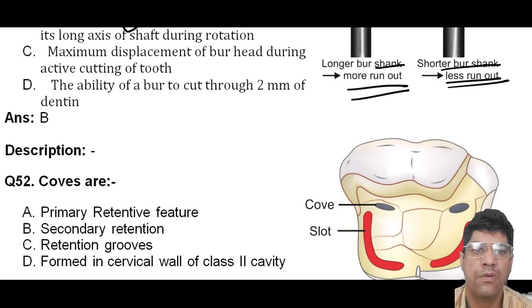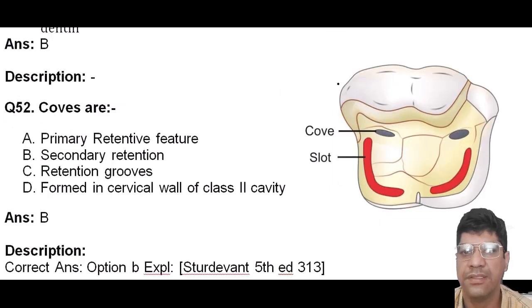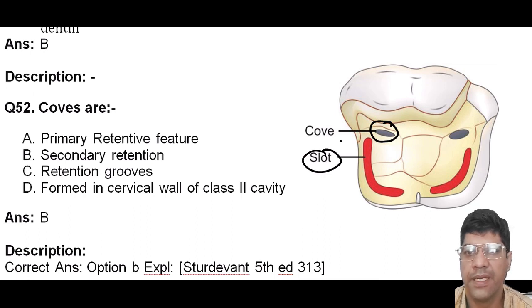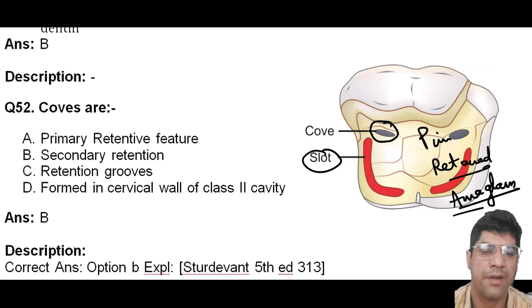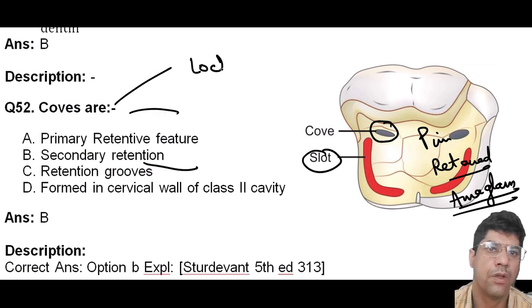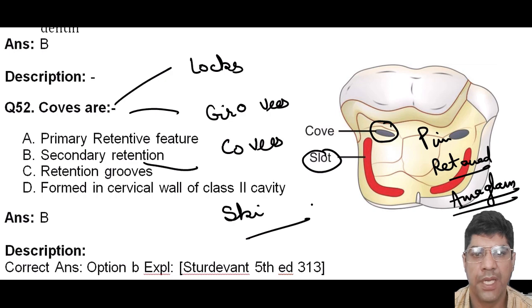Moving to the next question: the curves. These are the coves and these are the slots in case of pin retained amalgam. This is a pin retained cavity preparation designed for the pin retained amalgam. These are the secondary mechanical retentive features. What are the secondary mechanical retentive features? They are the locks, grooves, coves, skirts. These all are secondary mechanical retention features.